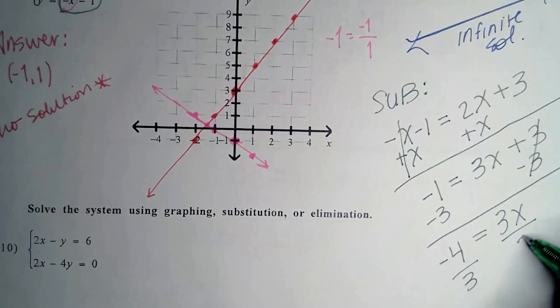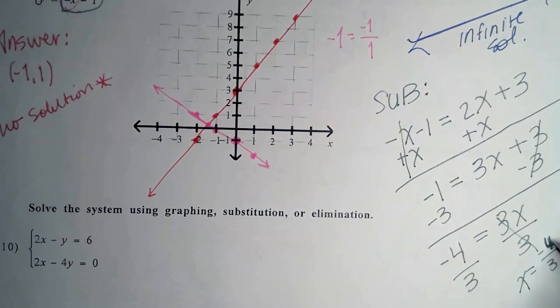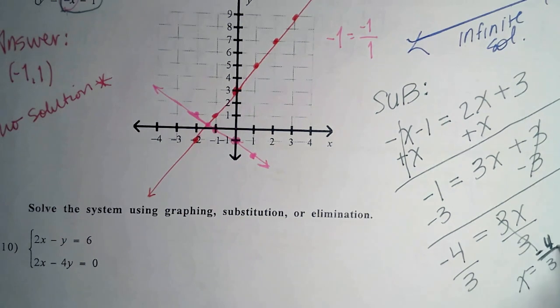Good. Divide by 3. Now, I love improper fractions. Just leave it alone. So x equals negative 4 over 3. That's a fraction. It's a decimal. If you got negative 1.33333, then you're not wrong. Okay, that's what that is as a decimal.